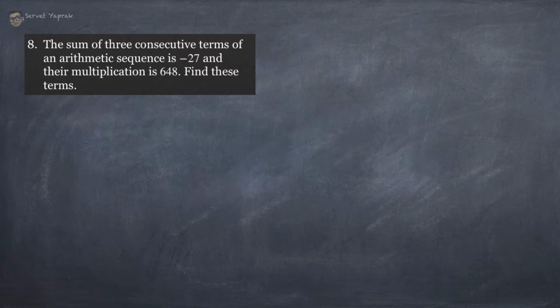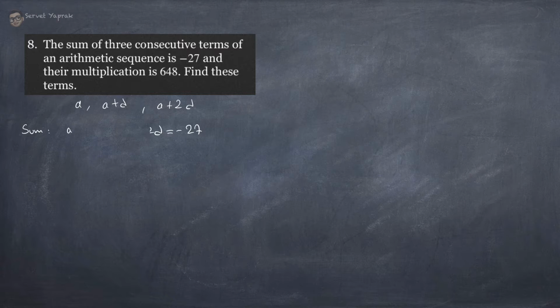Question 8. The sum of three consecutive terms of an arithmetic sequence is negative 27 and their multiplication is 648. Find these terms. Because this is an arithmetic sequence, every successive term differs by a fixed number, the common difference. So if we say that the first number is a, the second number will differ by one common difference, a plus d, and the third number will be a plus 2d. The reason is if we add another d to the middle term, it will be a plus d plus d, a plus 2d.